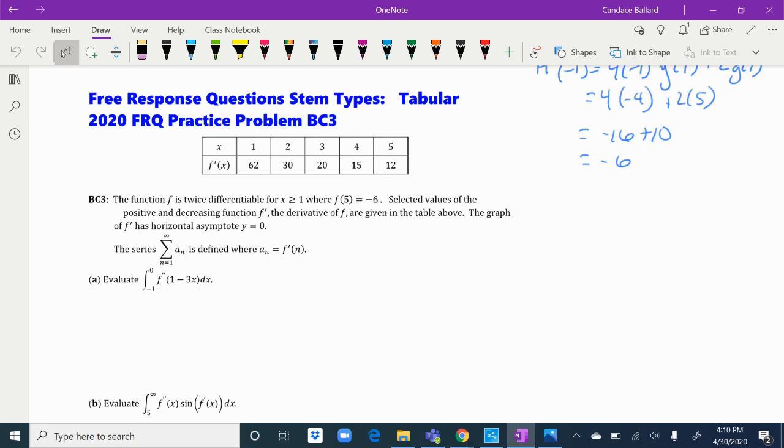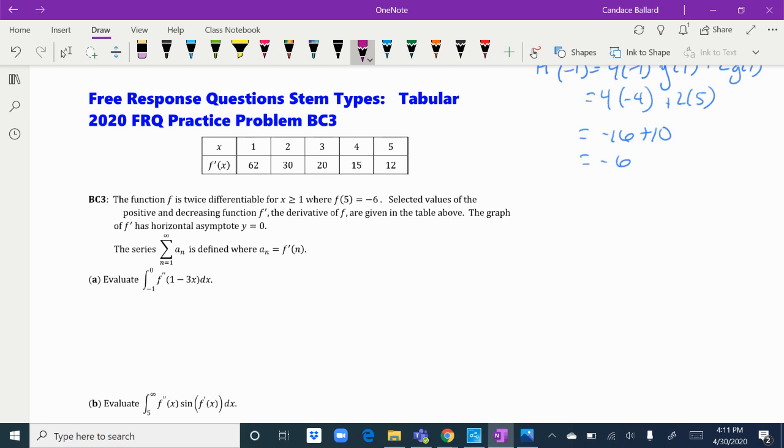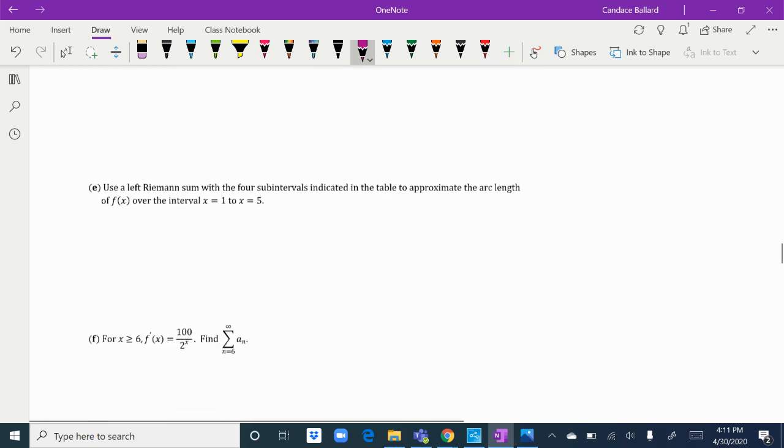Remember, you are allowed to have your orange sheet out. I wouldn't bother rewriting your orange sheet. You've got your orange sheet. I would make sure you know where your geometric, your p-series, your ratio test, and your alternating series are. Those are the 4 you are responsible for this year. Okay, so I'm going to BC3 part F.